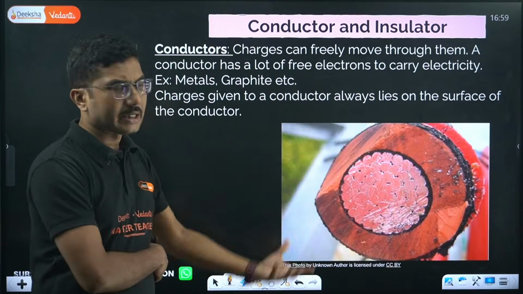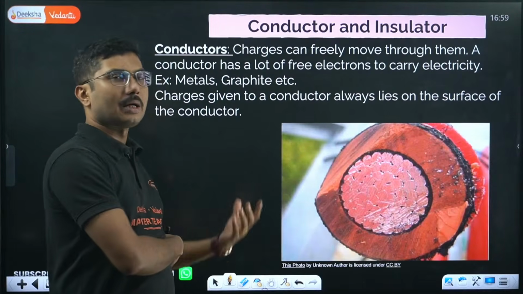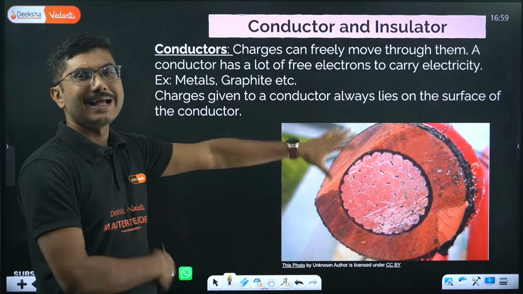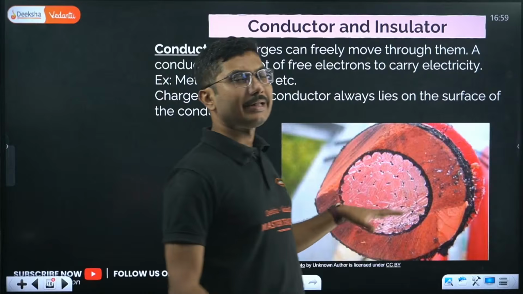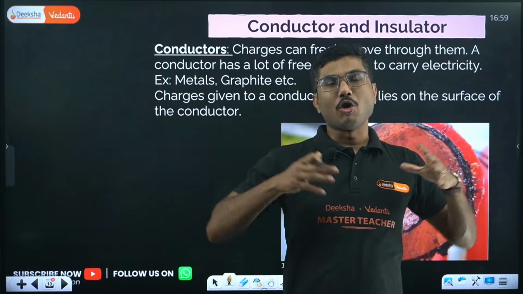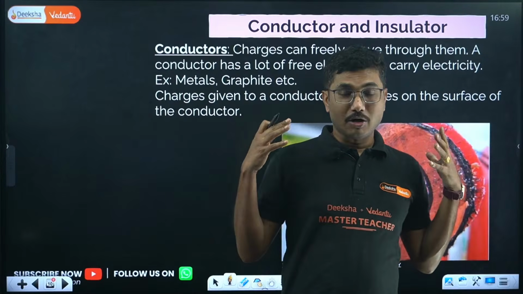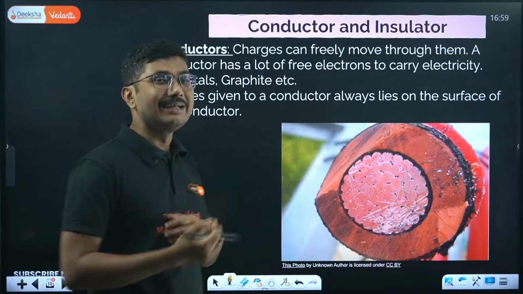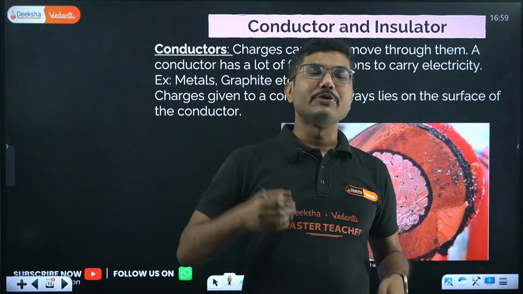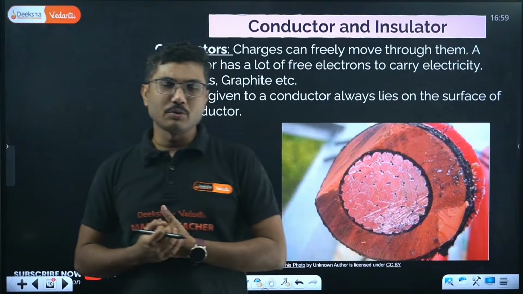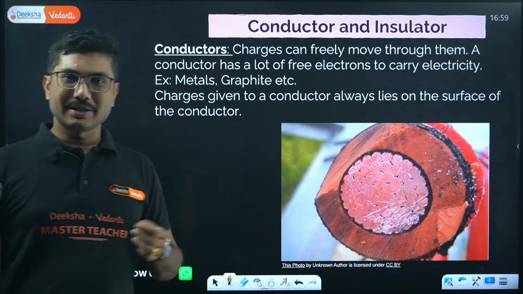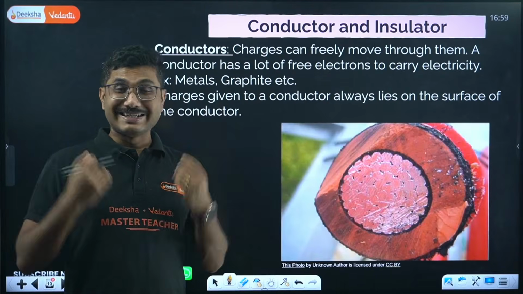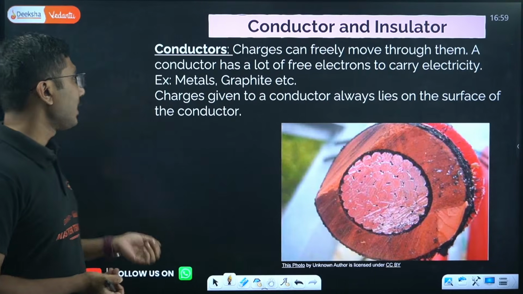Okay, now all conductors are not the same. Some of them are slightly better conductors, some of them are average conductors, but all conductors have one thing in common, that is they have a lot of free electrons. Free electron means you can easily remove those electrons, or you can easily add some extra electrons to the conductor. So addition and removal of electrons is easy for a conductor, okay.